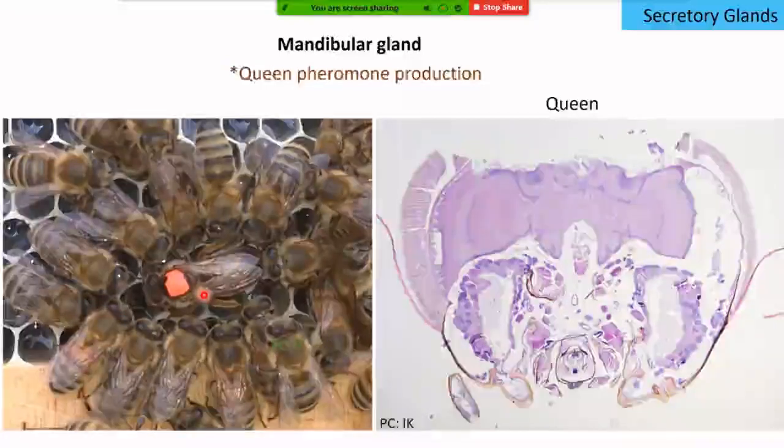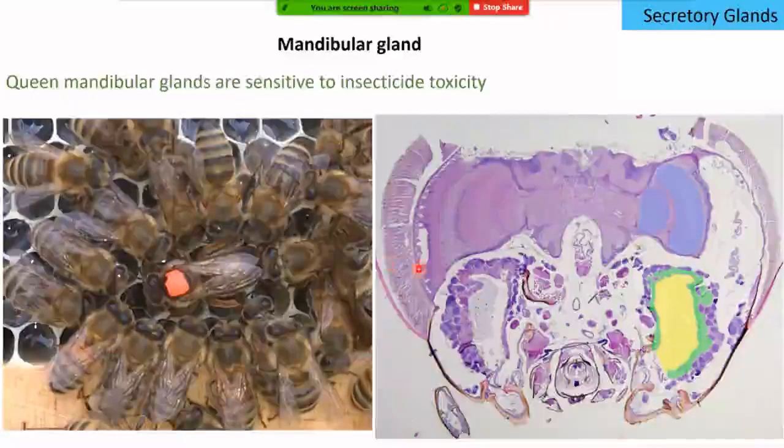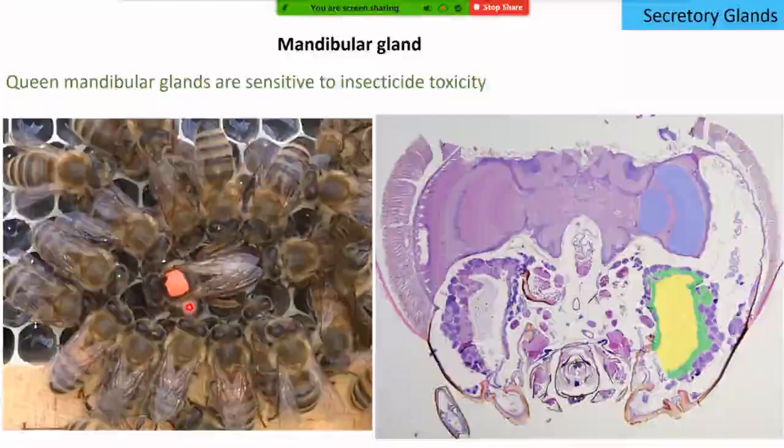So with our research, we were interested to see if these glands are sensitive to insecticide exposure. And particularly, we work with neonicotinoids, which are neurotropic insecticides. And so what we did, we raised some queens from honeybee larvae. And when they were larvae, they were exposed to incremental doses of this neonicotinoid insecticide.